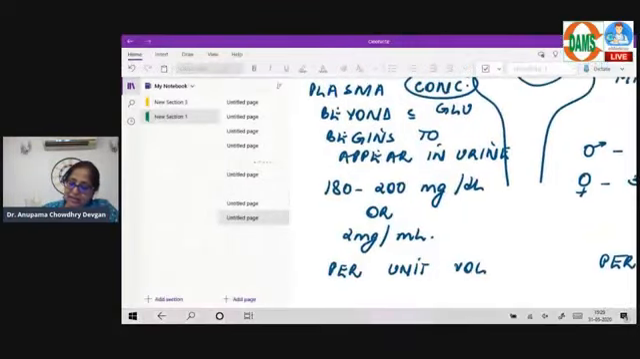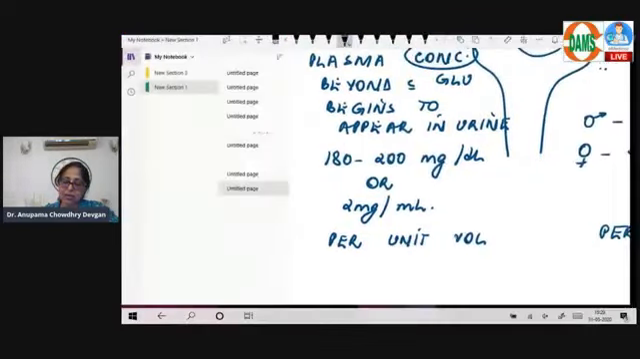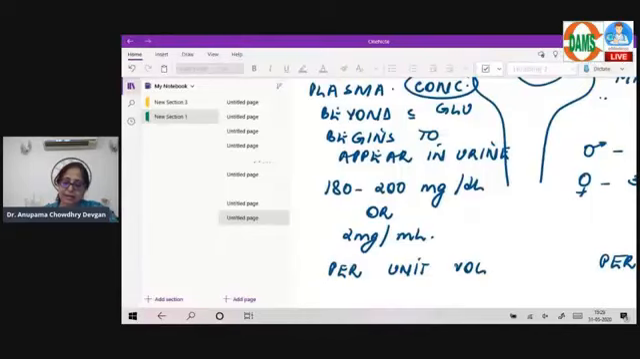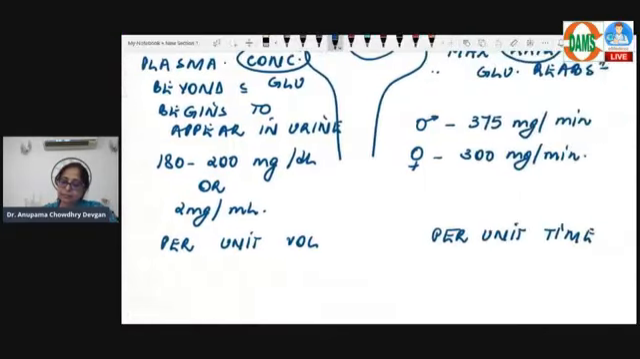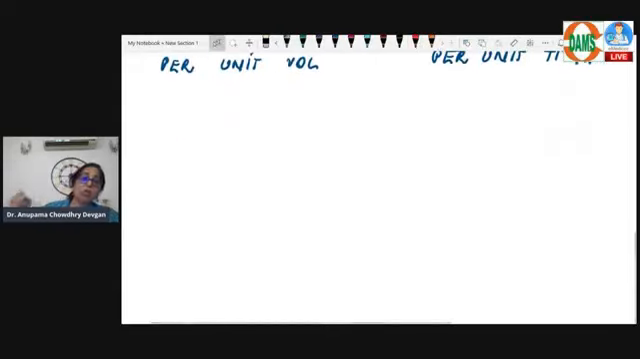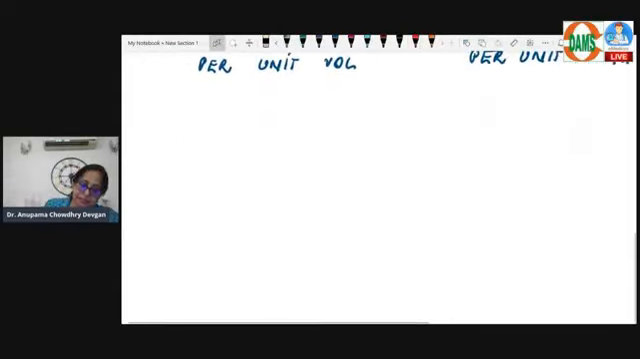Let's have a look at the next substance. We've discussed sodium, potassium, calcium, magnesium, glucose. Let's look at the next thing, and that is, how does the kidney handle water? Let's see.